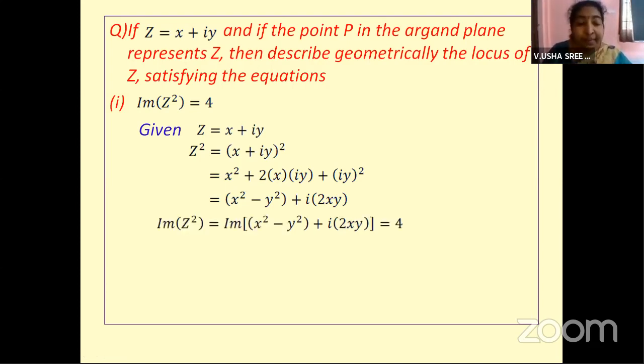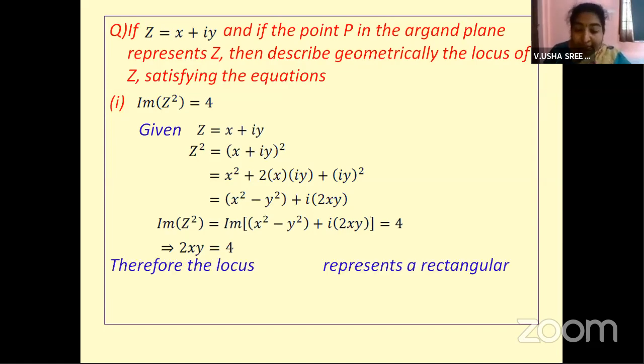So we can say imaginary part of z square is equal to imaginary part of x square minus y square plus i into 2xy, which is already given as equal to 4. Now what is imaginary part in this? It is nothing but 2xy, isn't it? That means 2xy is equal to 4 is given to us. Now 2xy is equal to 4 can be simplified as xy is equal to 2. Therefore, the locus xy equal to 2 represents a rectangular hyperbola.